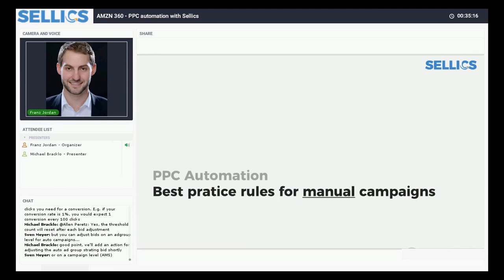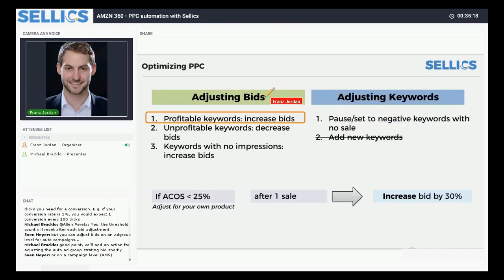Now, when it comes to manual accounts, again, I also want to give you some ideas. So obviously, the first and also very important strategy is to increase your bids if you have a profitable keyword. And then again, the general rule of thumb would be, if you have an ACoS of less than 25%, after one sale, increase the bid by 30%. I think, again, this is a rule that will actually make sense for probably most of the sellers out there.